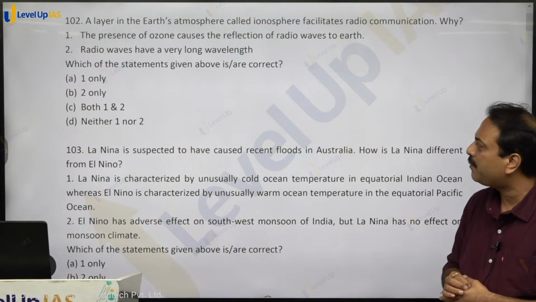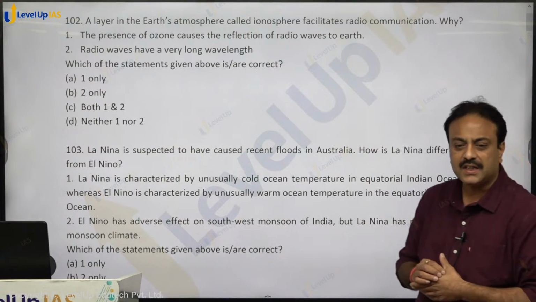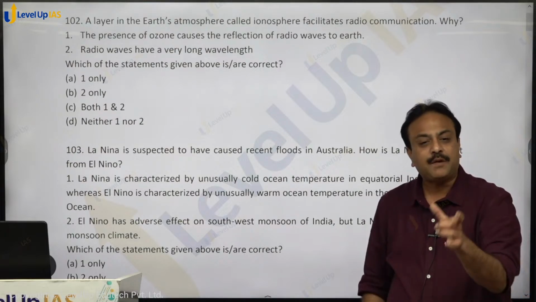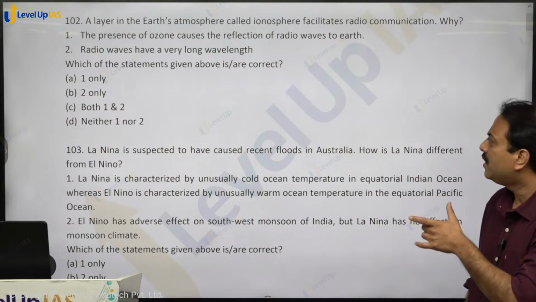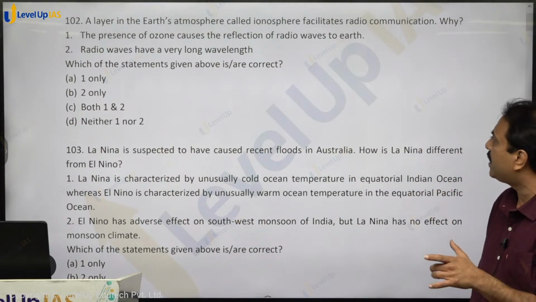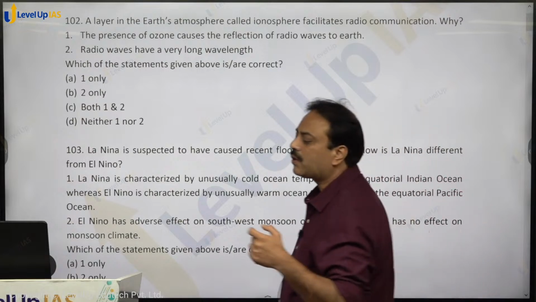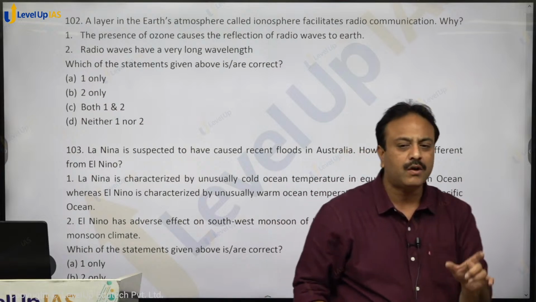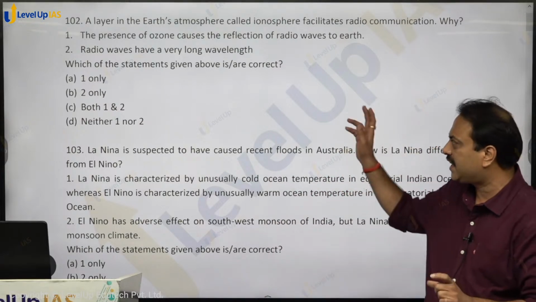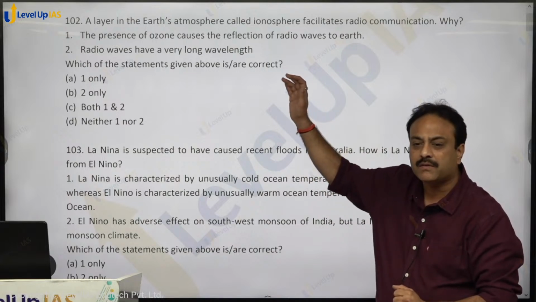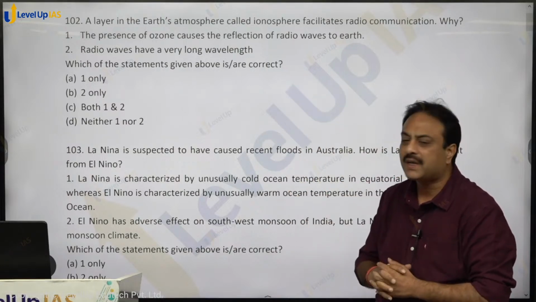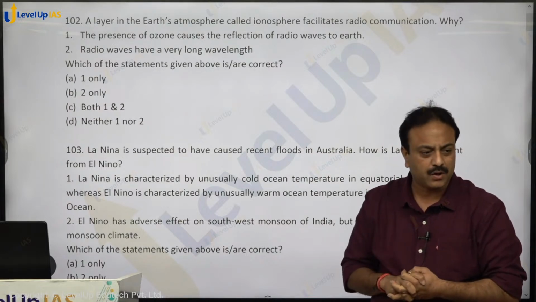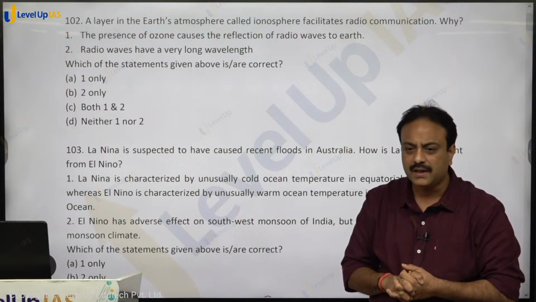Number 2, the second statement: radio waves have very long wavelength. Is it correct? Yes, the statement is correct. But the question is demanding what? A layer in the Earth's atmosphere called ionosphere facilitates radio communication. Why? So the question is asking why the ionosphere reflects back radio waves. It is not asking you about radio waves. So this statement is correct, but it is not fulfilling the demand of the question. So both statements will not be considered correct as far as this question is concerned. So it will be neither 1 nor 2. Option D, D for dog, shall be the right answer. Clear on that?